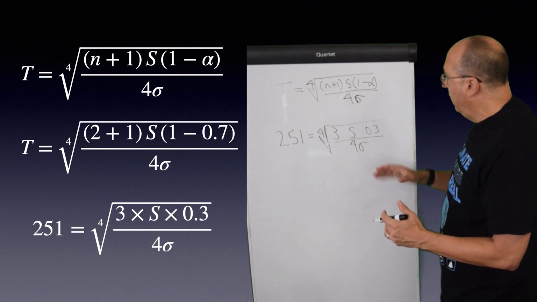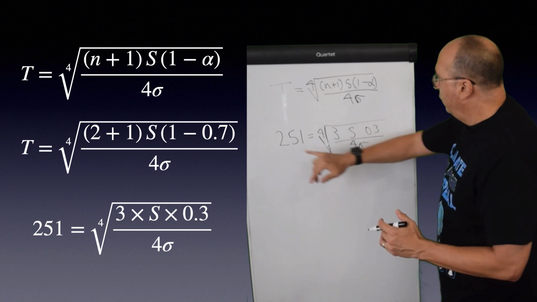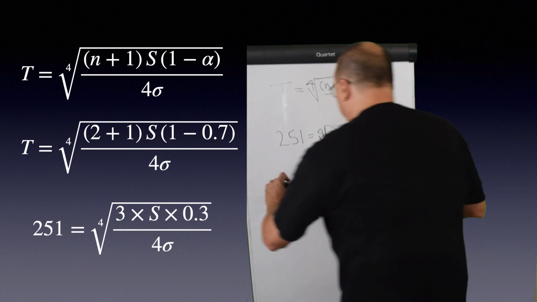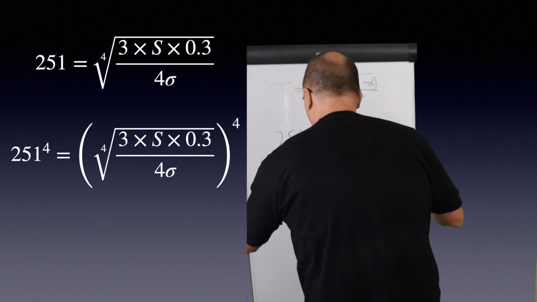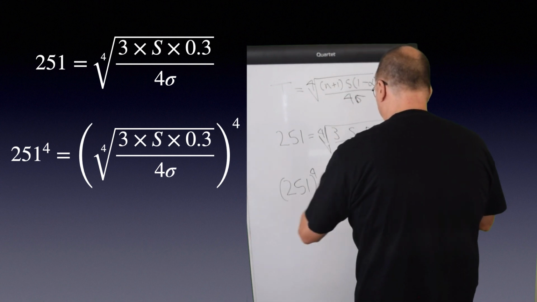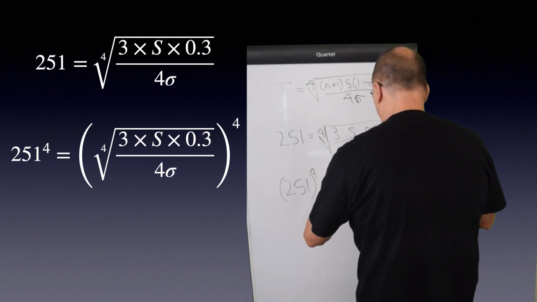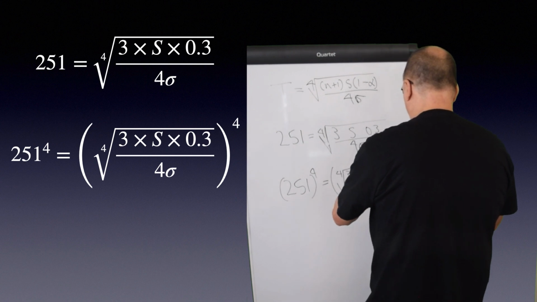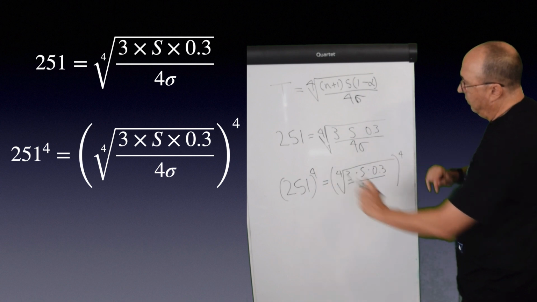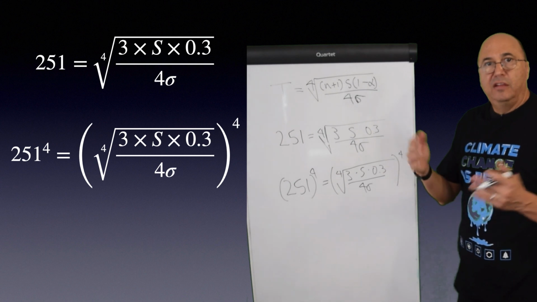So the first thing we have to do is we've got to get rid of this ugly fourth root. So the way you do that is you raise both sides of the equation to the fourth power. So we're going to do 251 to the fourth equals the fourth root of 3 times s times 0.3 over 4 sigma, to the fourth. So you see what I did is I've taken both sides of the equation and I've raised them to the fourth power. Now, the fourth power of the fourth root, they cancel each other.